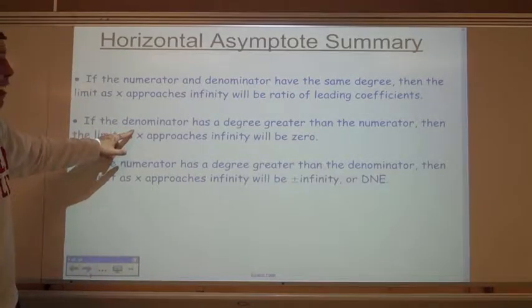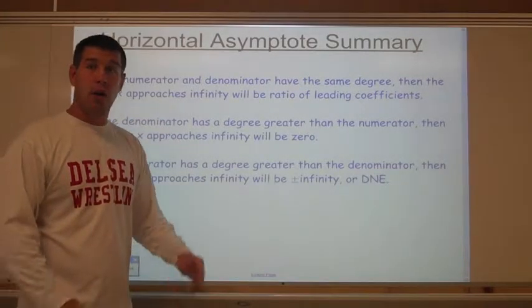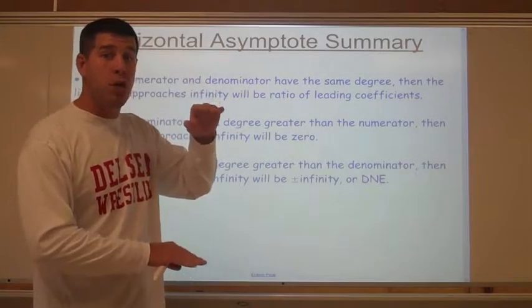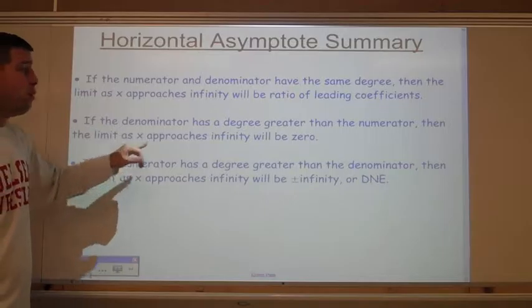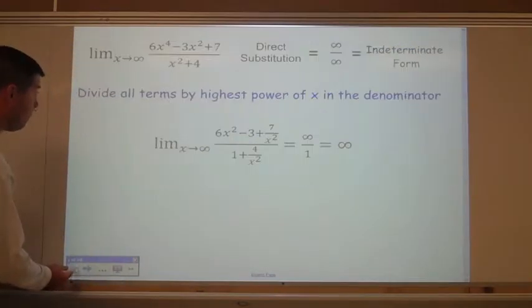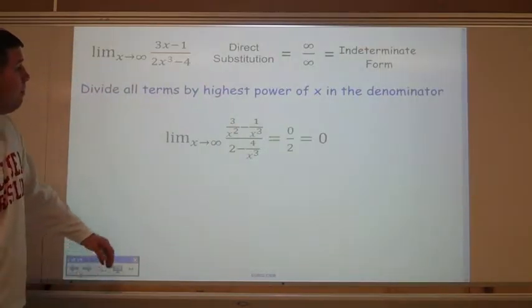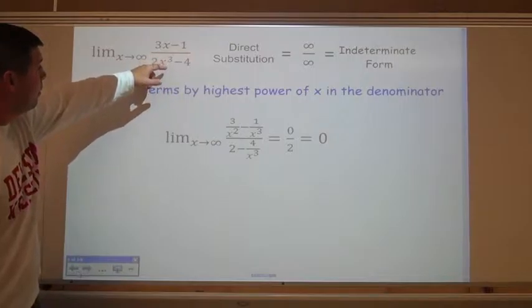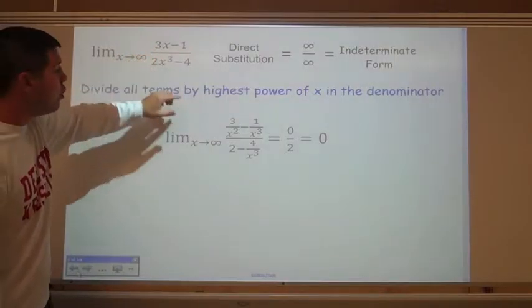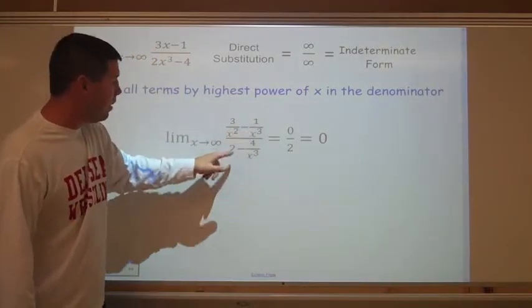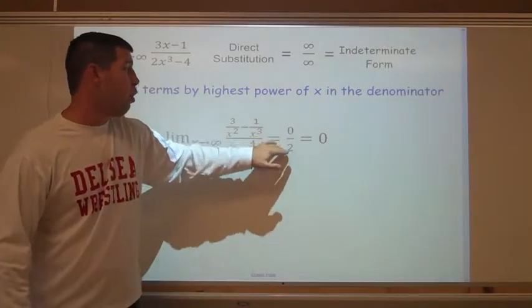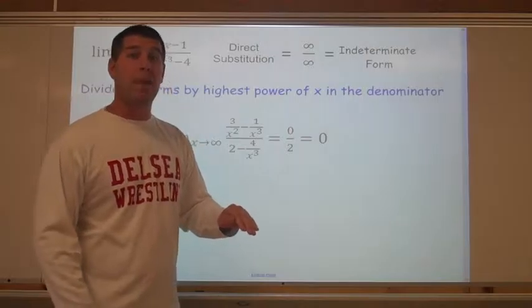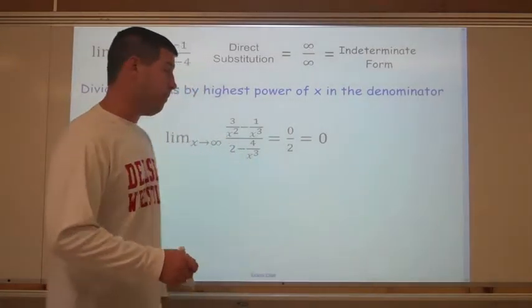If the denominator has a degree greater than the numerator, so you have a higher power on the bottom than you do on the top, then the limit as x approaches infinity will be 0. So if the denominator is higher, you're going to be left with zeros in the top. Something will cancel in the bottom. You'll be left with a number in the bottom. So you'll be left with 0 over a number. The denominator has a higher power. That's always going to go to 0.